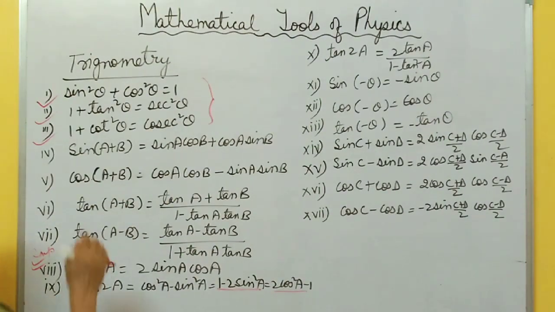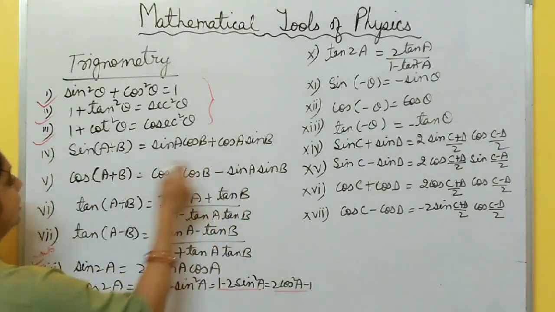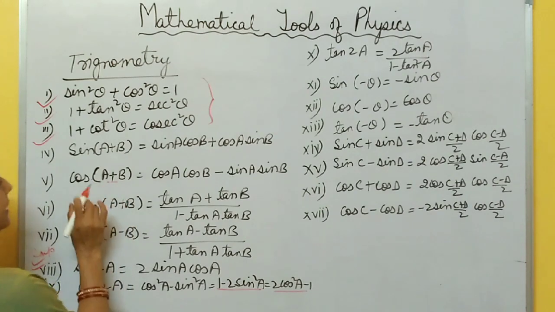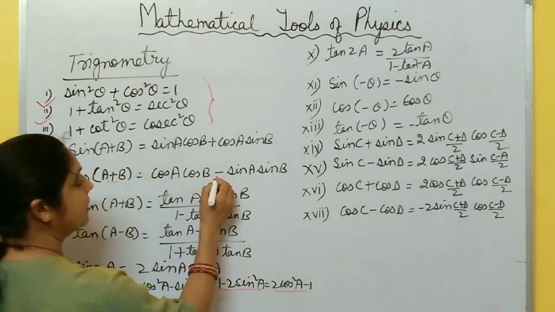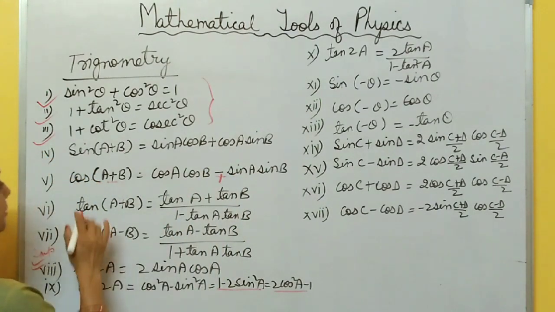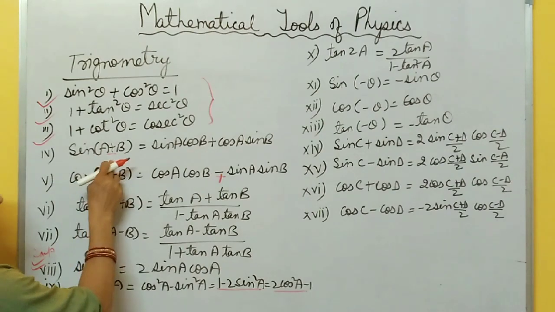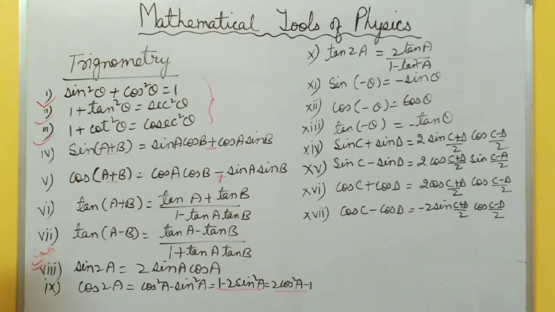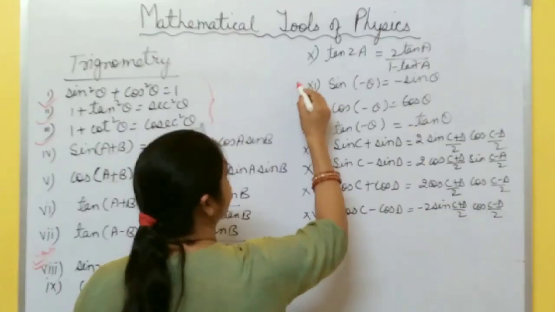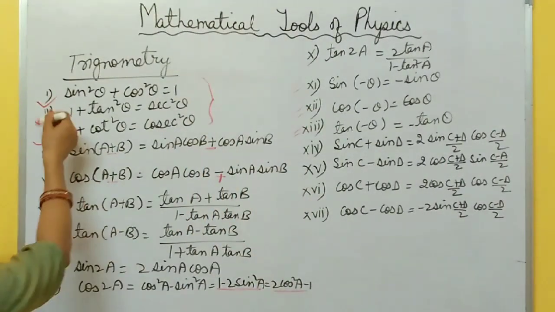Here I have written cos A plus B is cos A cos B minus sin A sin B. If you put minus here, then it becomes cos A minus B. In that case, it is cos A cos B plus sin A sin B. Here sin A plus B, you write minus here. So sin A minus B is sin A cos B minus cos A sin B. In this way, you revise these formulas. And these are also important. Remember this one. Whatever I have taken, all these formulas are important.